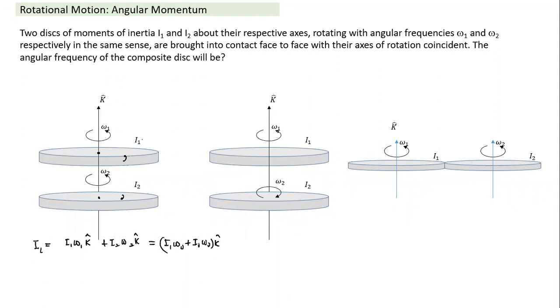What happens if this one is rotating in this sense and the other one is rotating in the other sense? If we look at the direction of angular momentum, this one is plus k cap and the direction of this angular momentum is minus k cap. When I write the initial angular momentum, it is I1 omega 1 k cap minus I2 omega 2 k cap, and that will be equal to the final angular momentum. If their initial angular momenta are equal and opposite, what will happen when we bring them into contact? Both will come to a stop. This is also a case of conservation of angular momentum.